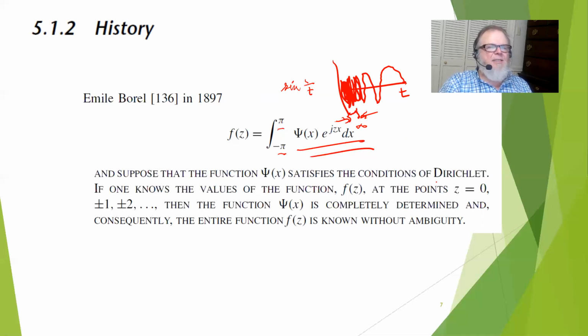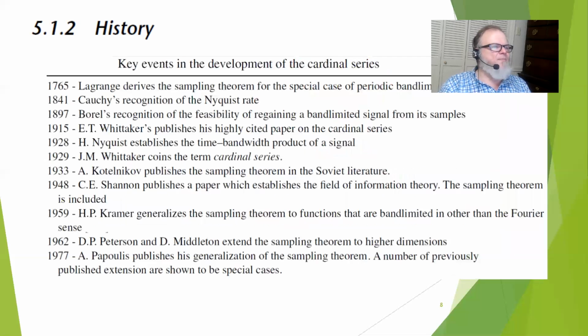But this was the observation of Borel and his imposition of the conditions of Dirichlet in basically stating the sampling theorem. This one, unlike Cauchy, is a substantiated quote. So we go on. We have Borel's recognition of the sampling theorem from its samples right here. And then the first modern interpretation of the sampling theorem was E.T. Whittaker's published work, which got a lot of recognition at the time. Some of these other contributions were less known.